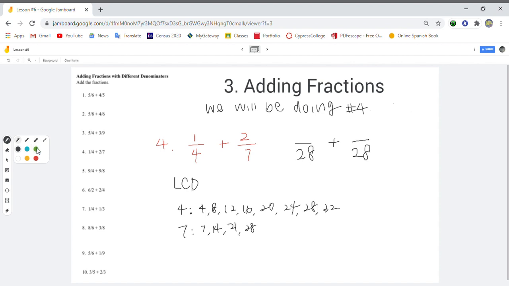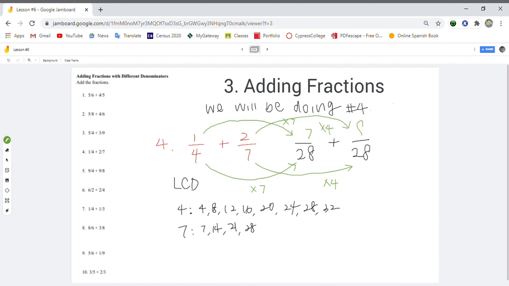And so to find the numerator of these values, we're going to be doing it this way. To get 4 to 28, we multiply by 7, right? So we have to do the same for the numerator. We'll be multiplying the numerator by 7 again. So what's 1 times 7? It's 7. So we're going to be doing the same for the second value. To get 7 to 28, we multiply by 4. So we had to multiply 2 by 4 to get the numerator for the second fraction, which is 8.